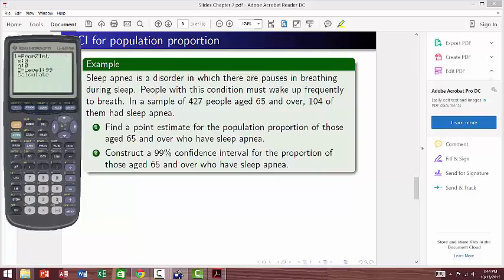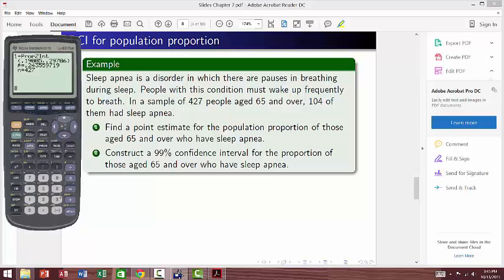Enter. Okay, what is x? X is the number of people in that specified category from the sample, so that's 104. What is the sample size? Sample size is 427. Okay, confidence level, we have 99, so that's good. We compute this, and what do we get? We get 0.19 to about 0.2297. So if you were to write it as percentages, that would be about 19% to 29.7%.